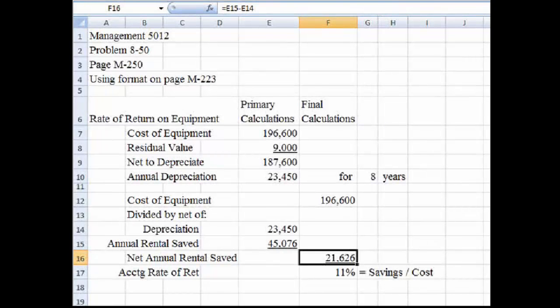$21,626. This is divided into the cost of the equipment 4 lines above to calculate an 11% accounting rate of return on the savings being realized by this purchase.